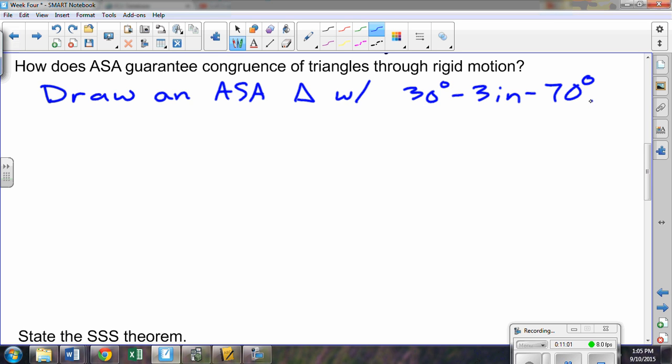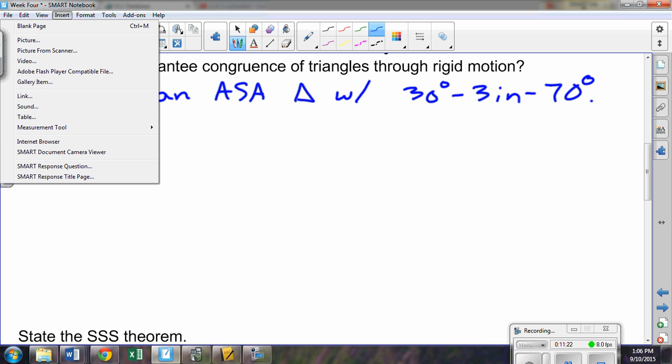Here's where we're going to start. Draw an angle, side, angle triangle that has a 30-degree angle, a 3-inch side, and a 70-degree angle. I'll pause the video and let you try it out.